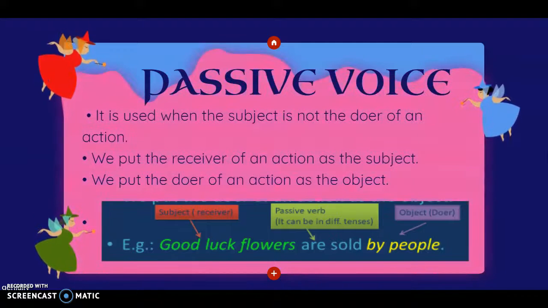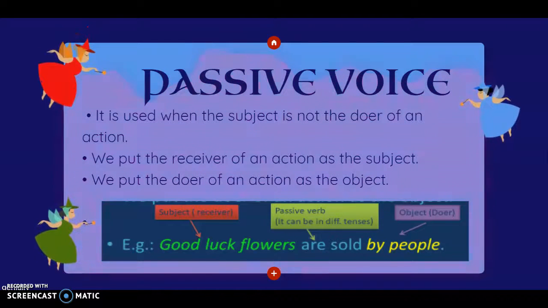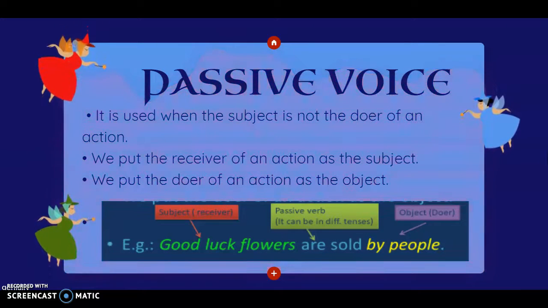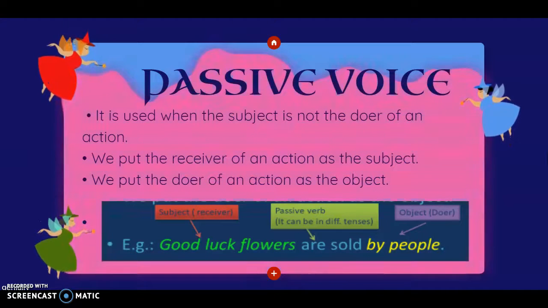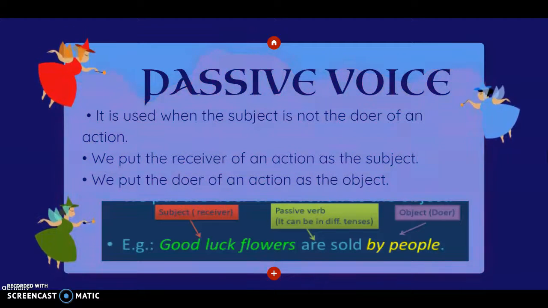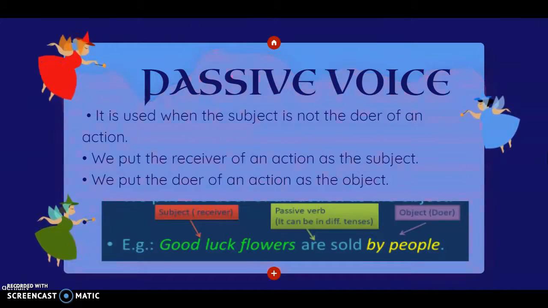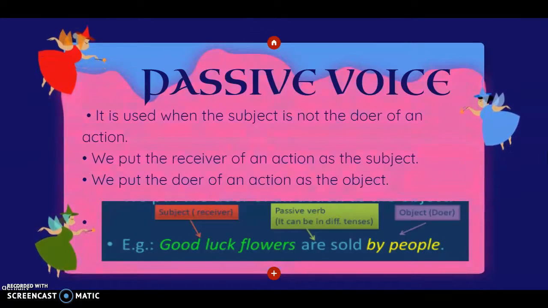So what is the past participle of sell? Sold. Okay, good luck flowers are sold, and our original subject now is going to be the object of the sentence, the doer, and we're going to introduce it with the word by. Okay, by people.